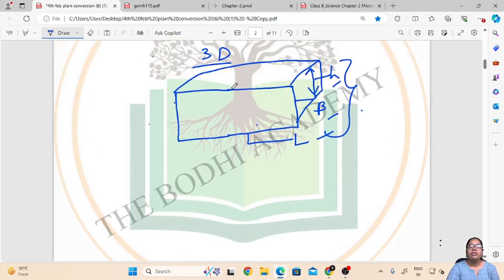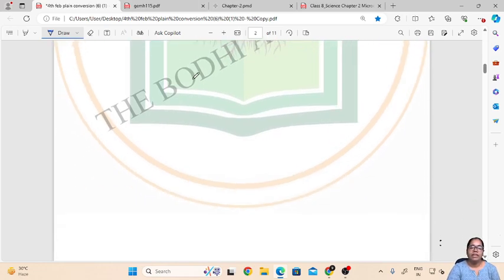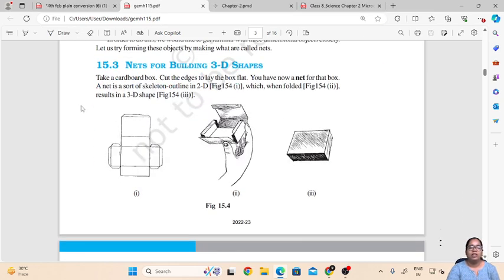So how are these 3D shapes made? These 3D shapes consist of nets. So see over here, it is an example. One example is given of how the nets, on being folded, will give you a 3D shape. So this we will study now.